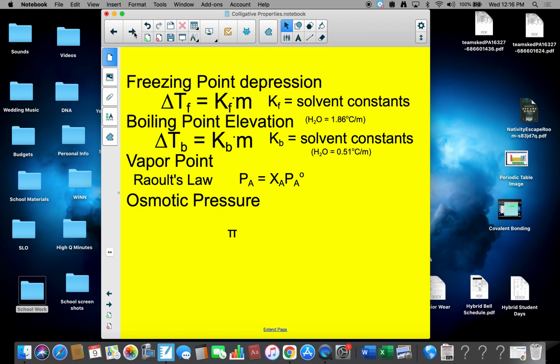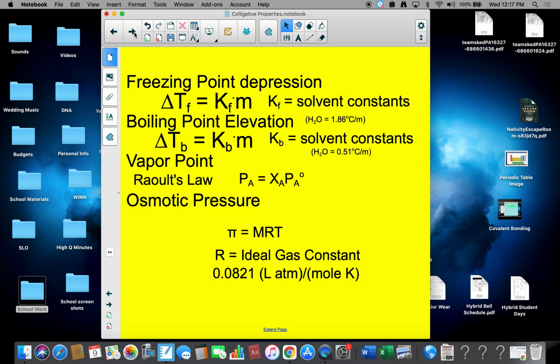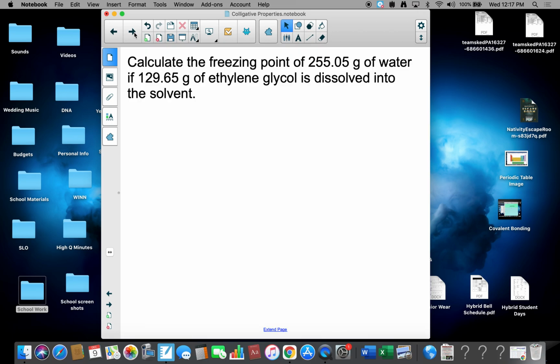And the last one we're looking at, osmotic pressure, is the value pi. Pi is equal to molarity times RT, where R is the ideal gas constant. Remember, we talked about the ideal gas constant last year. Again, we need to take some more time with that. R is either 0.0821 liter atmospheres per mole Kelvin or 8.31 liter pascals per mole Kelvin. All right, so let's look at the first problem.